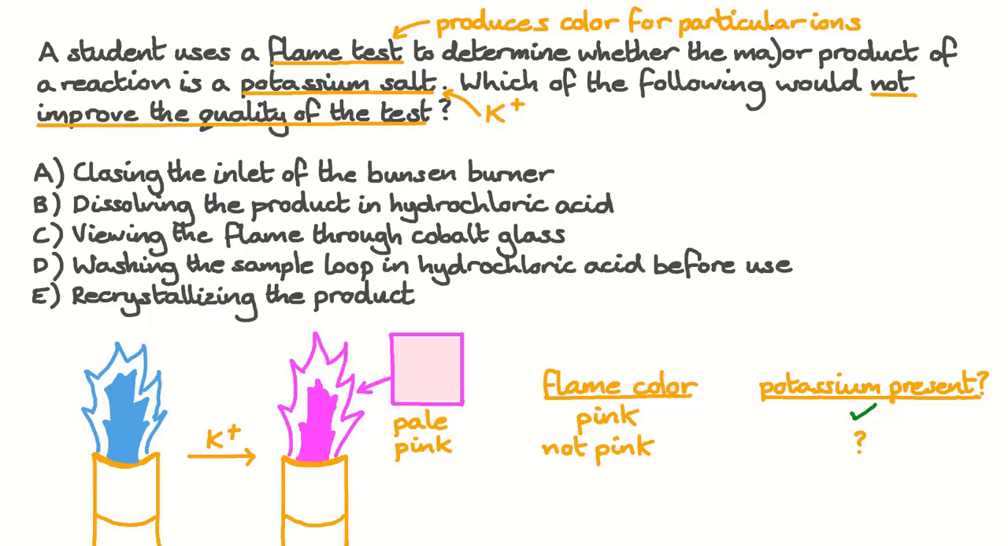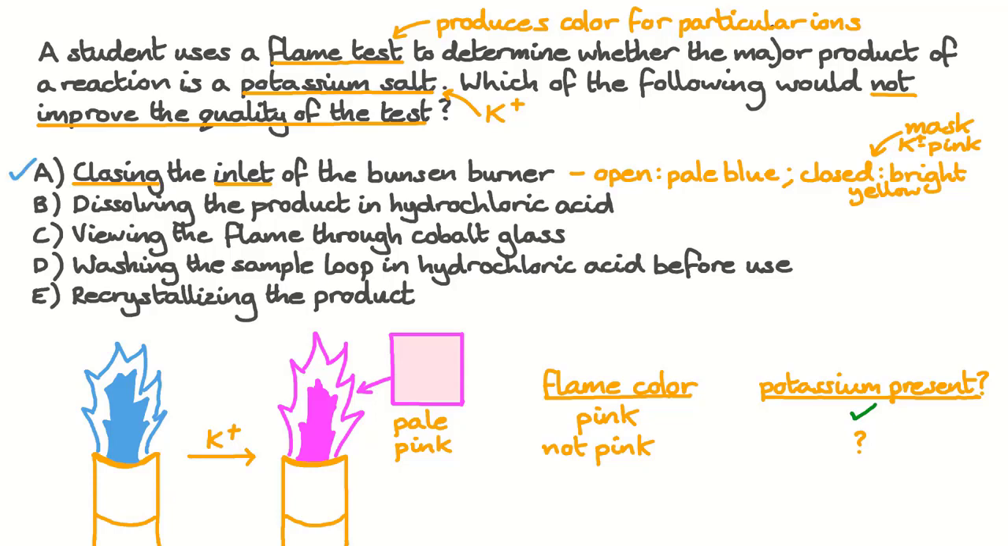Our job is to look at the statements and see which one would not improve the quality of the test. A better quality test is more likely to produce a positive result. What about closing the inlet of the Bunsen burner? If the air inlet of a Bunsen burner is open, more oxygen gets to the flame. It gets hotter and it becomes more blue. If you close the inlet, you'll produce a safety flame, which is a bright yellow. A bright yellow flame is likely to mask the pink of any potassium. So closing the inlet of the Bunsen burner would definitely not improve the quality of the test.